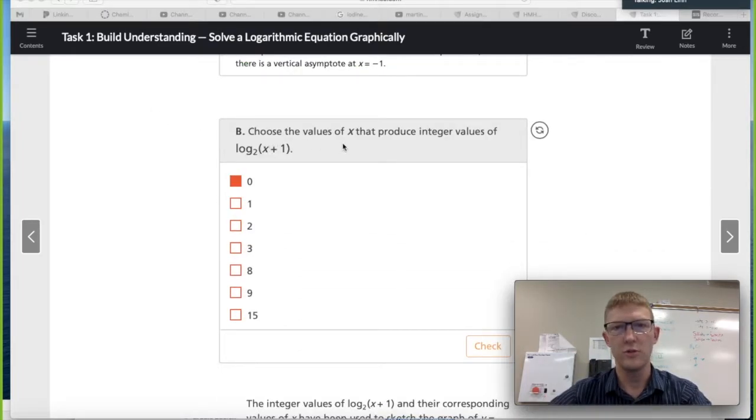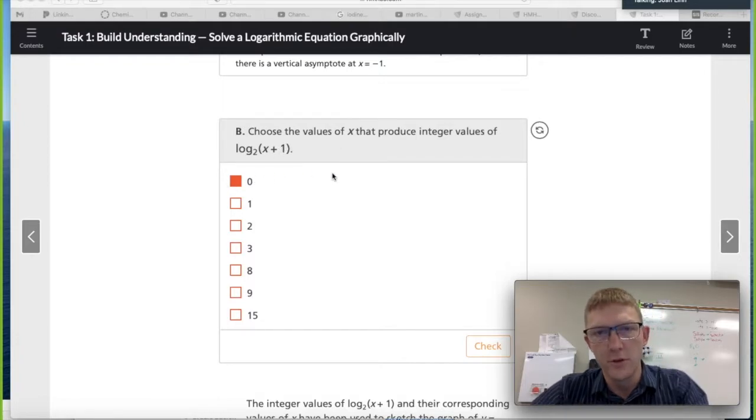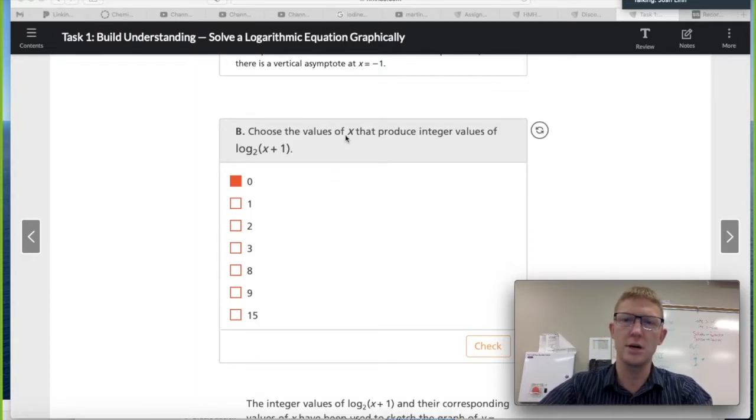It says choose the values of x that produce integer values of log base 2 of x plus 1. This is a good skill to have, just in case you don't have a graphing calculator that can handle this. You can just come up with integers and plot those on a graph by hand, since whole numbers are easier than decimals. So this is going to be a whole number. I would say, remember the definition of log.